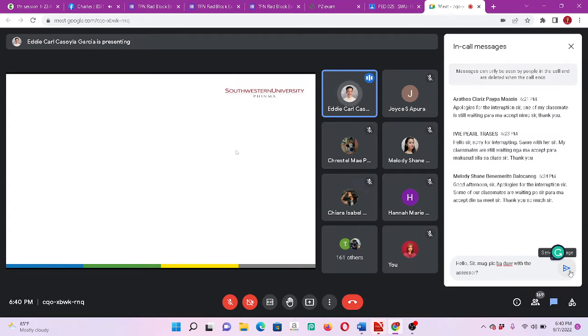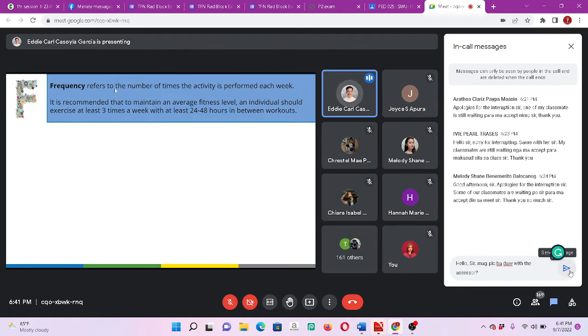Okay, so I guess you're already familiar with that one. So F stands for the frequency. Okay, it simply refers to the number of times an activity is performed, or how often you perform your activity within a week. So for example, for beginners, can you write it down in your paper? 3 times a week. Okay, so 3 times a week for your frequency.